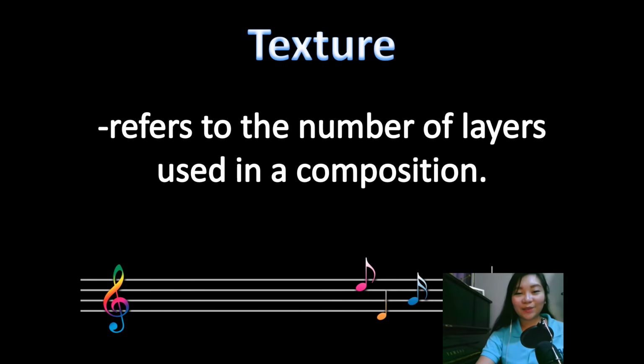Now let's go to texture. Texture refers to the number of layers used in a composition. Now, it may also refer to the individual instruments you hear in a particular song. For example, you hear a guitar, a violin, a piano, and a voice or a singer.